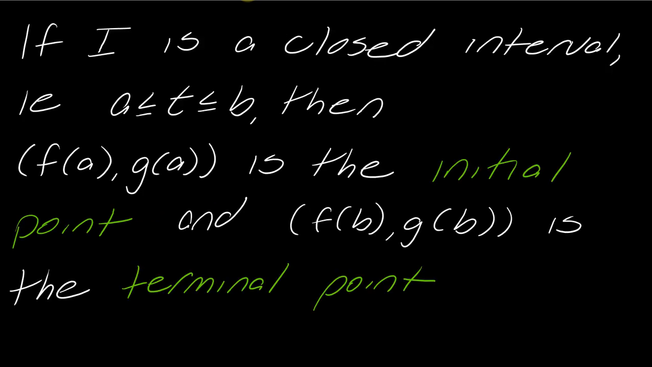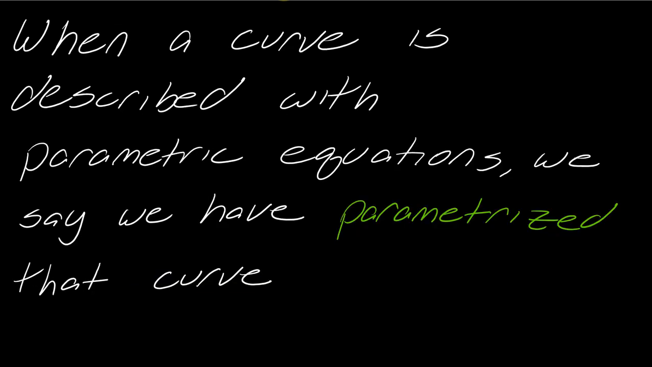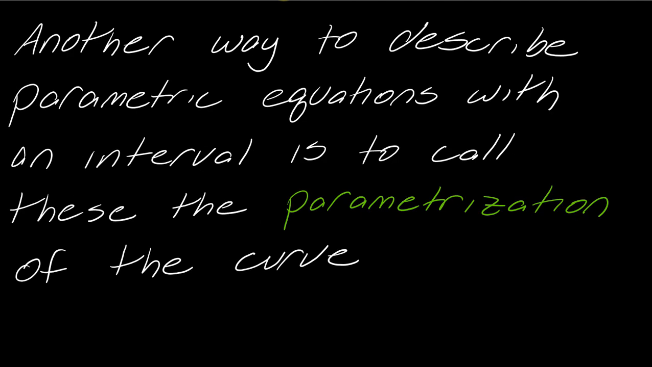If I is a closed interval, i.e., if t is between a and b, then f of a, g of a is our initial point, and f of b, g of b is our terminal point. When a curve is described with parametric equations, we say that we have parametrized the curve. And finally, another way to describe parametric equations with an interval is to call these the parametrization of the curve.